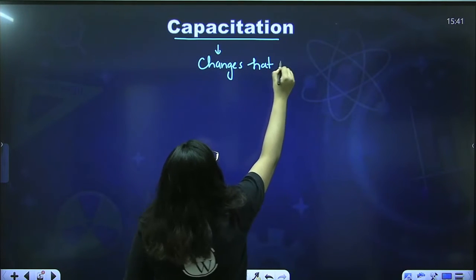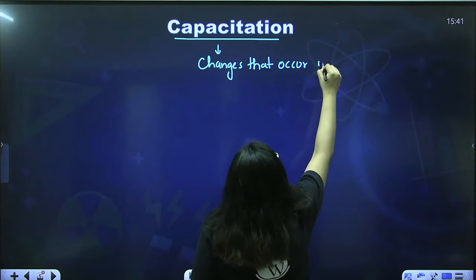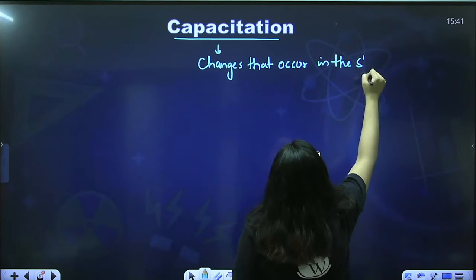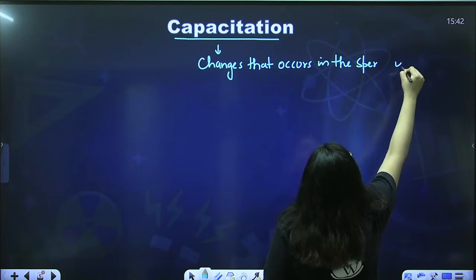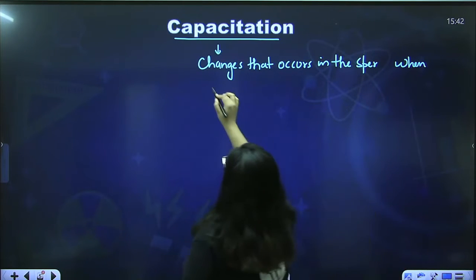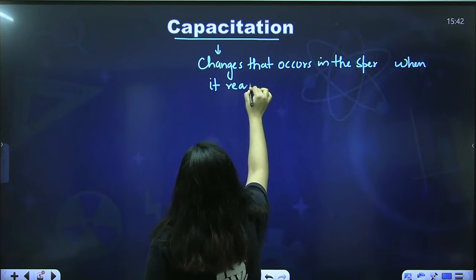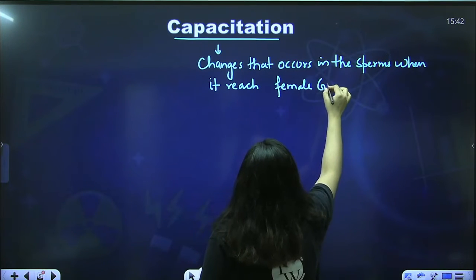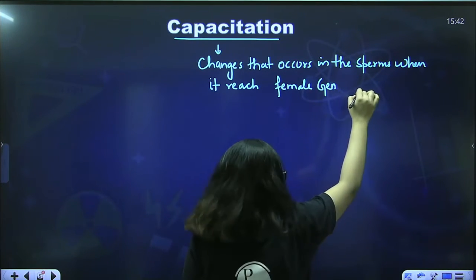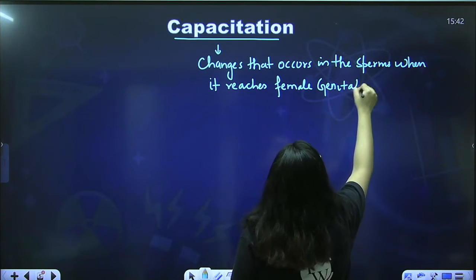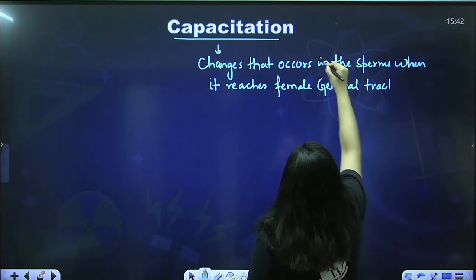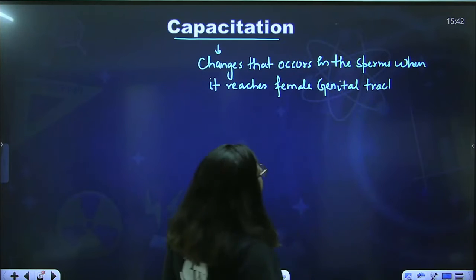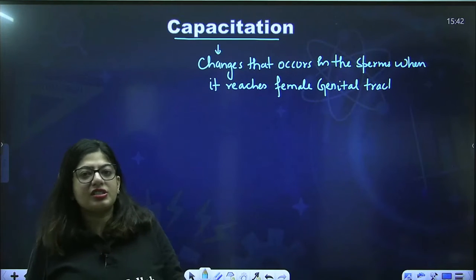that occur in the sperms when it reaches the female genital tract. Right, got it? So there are certain changes that will occur in the sperm.